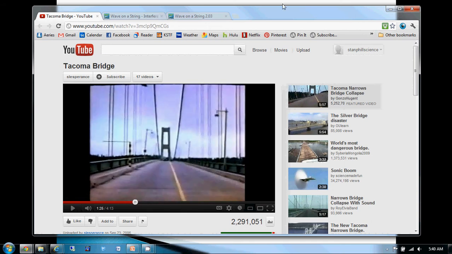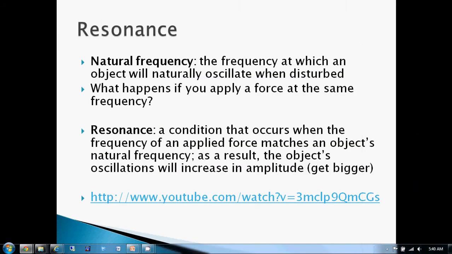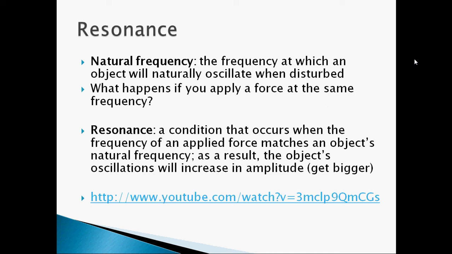So if we see then, the wind's oscillation perfectly matched the natural frequency of the bridge, and that amplified the little tiny vibrations that were already in the bridge until eventually the bridge is noticeably wobbling all over the place, and it did in fact eventually break as a result of the strain of that twisting. So resonance, kind of a big deal.